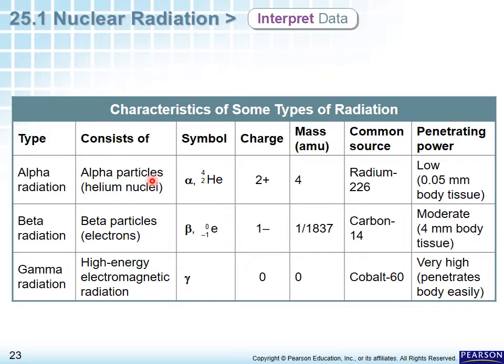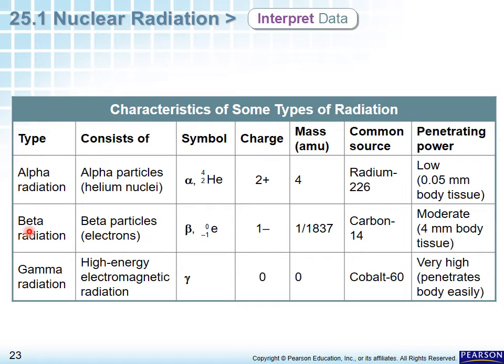Alpha radiation consists of alpha particles, which are helium nuclei. Remember, alpha particles mean helium particles, which have two protons and two neutrons. The charge is 2+ and the mass is 4, and a common source is radium. The penetrating power is low, 0.05 millimeters of body tissue.